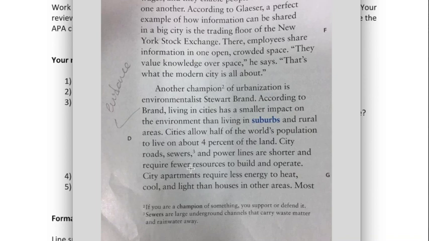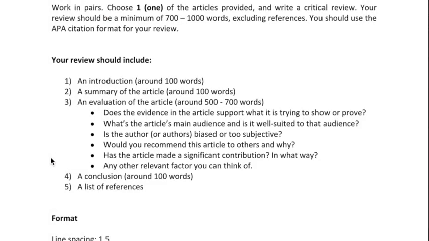So according to Brand, living in cities has a smaller impact on the environment than living in suburbs and rural areas. So do you think the evidence given by Stewart Brand is strong or weak? For this part of the assignment, talking about the evidence, you will have to explain which is the evidence. If there are like 5 or 6 evidences, you pick 1 or 2 and you explain which is the evidence and say whether or not the evidence is strong or weak.